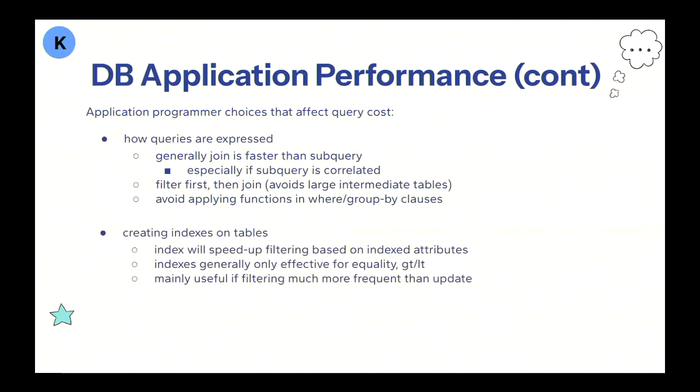The second practice here is we should consider creating indexes for tables. Indexes for tables are actually similar to indexes for articles. An index can speed up the filtering based on the indexed attributes, but we need to tell the DBMS which attributes should be indexed, and we will learn that later. Indexes generally are only effective for equality, greater than or less than, so they are mostly useful for numeric values, and useful if we are filtering more frequently than updating. If we are updating the table a lot, an index may not help us. But if we are filtering the data according to the indexed attributes, it could speed up the overall execution.